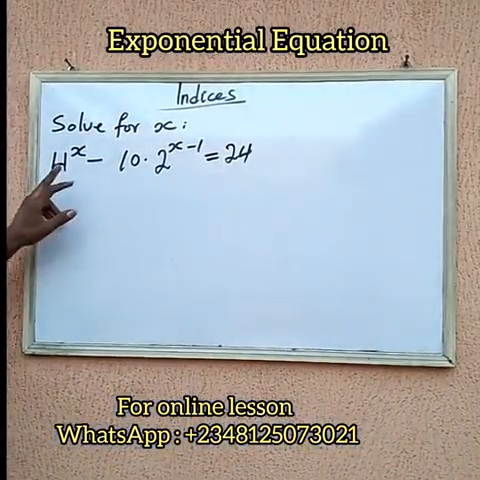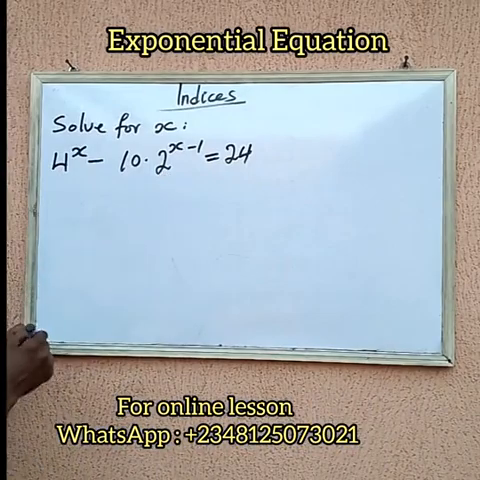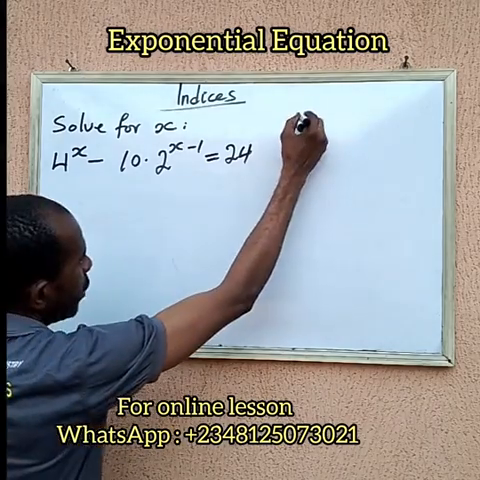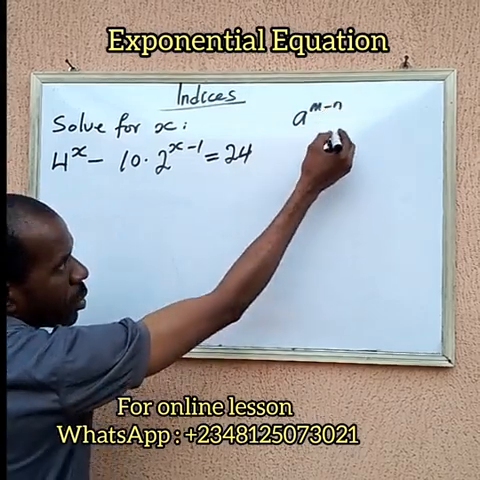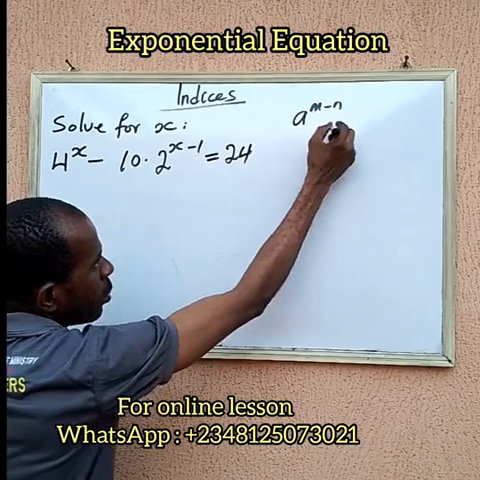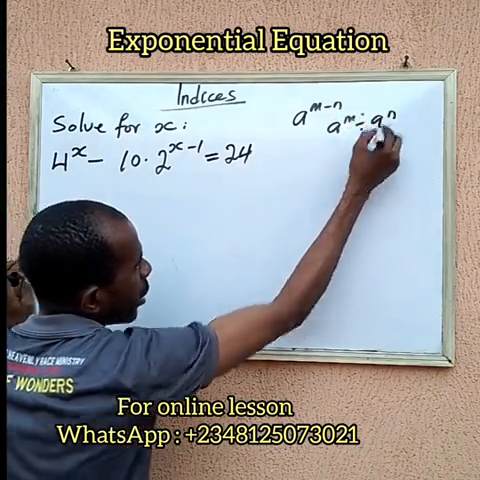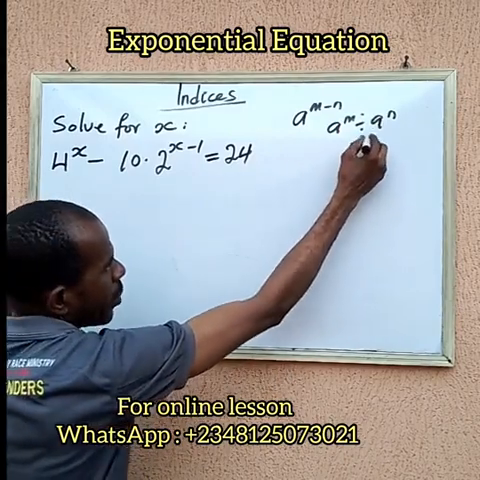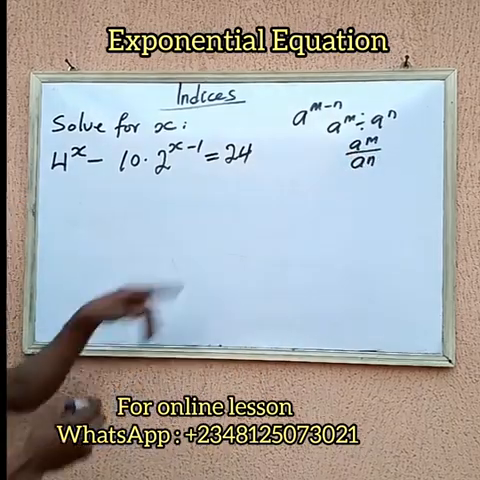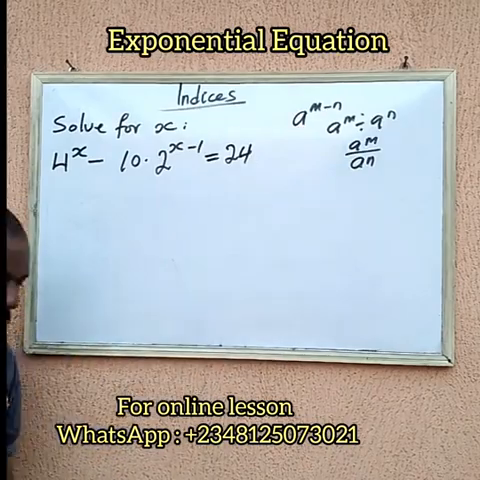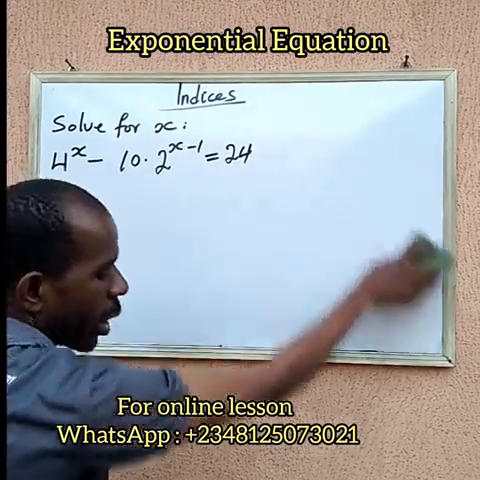The first step is to break this one down, since we're having the lowest base here as 2. And remember, we will have a raised to the power m minus n, which is the same as a raised to the power m divided by a raised to the power n, so the same thing as a raised to the power m all over a raised to the power n. Because the exponent has a negative sign, that is what we are going to express here.